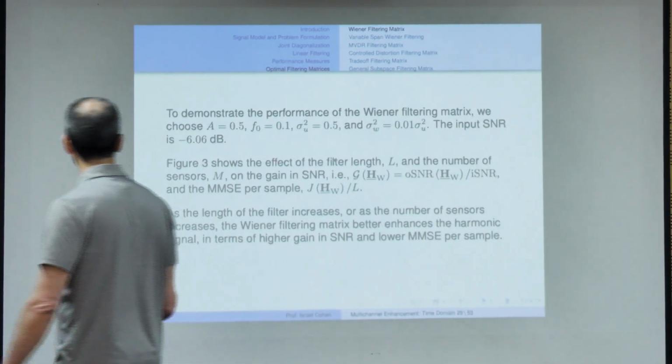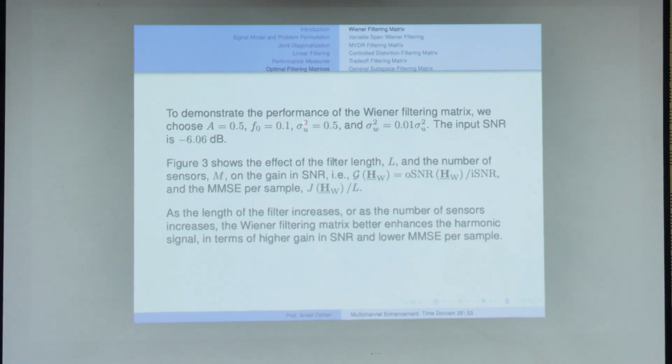Suppose that A equals half, F0 is 0.1, the variance of the interference is 0.5, and the variance of the thermal noise is 1% compared to the interference. So it's low thermal noise. Why do I choose low thermal noise for this example? Because when I use a multi-channel sensor array, it works best to reduce noise that comes from a certain direction, directional noise. If the noise is thermal, I still can reduce it by averaging the signals.